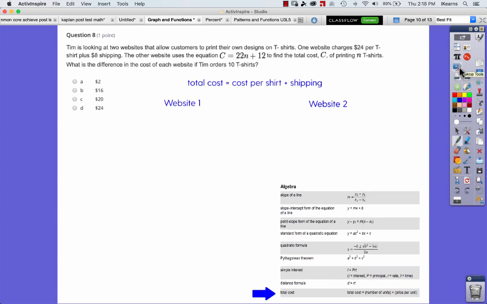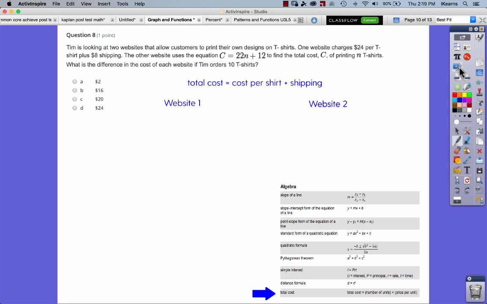All right, question 8. Tim is looking at 2 websites that allow customers to print their own designs on t-shirts. One website charges $24 per t-shirt plus $8 shipping. The other website uses the equation C equals 22N plus 12 to find the total cost, C, of printing N t-shirts. What is the difference in the cost of each website if Tim orders 10 t-shirts?